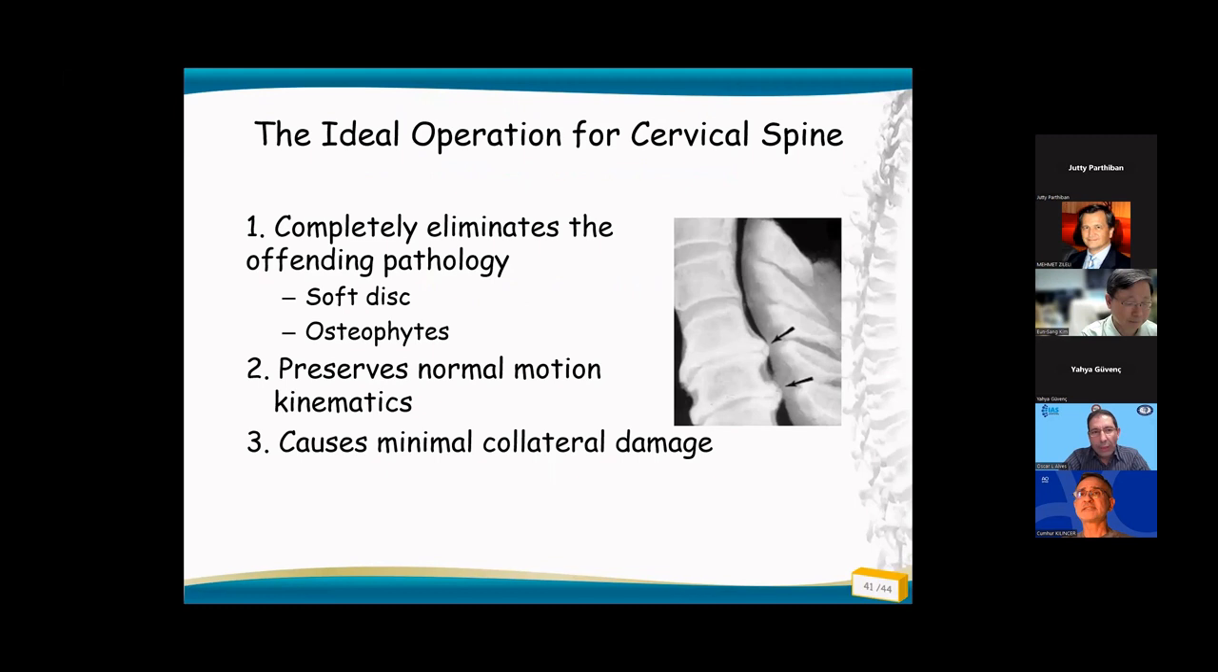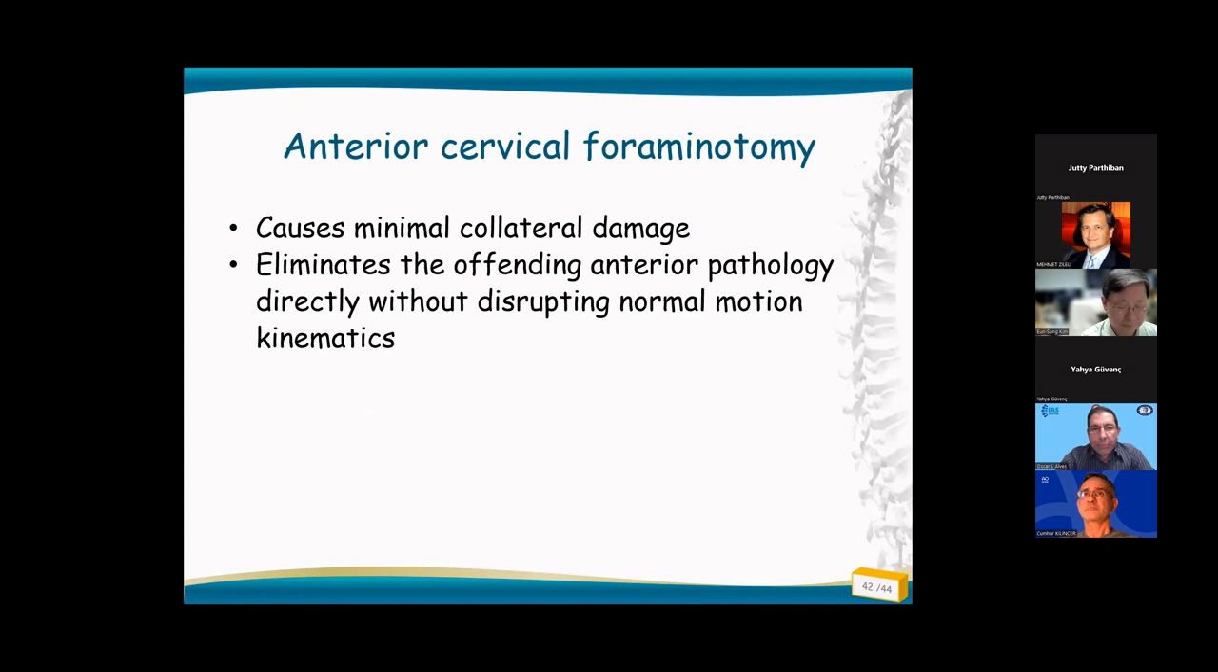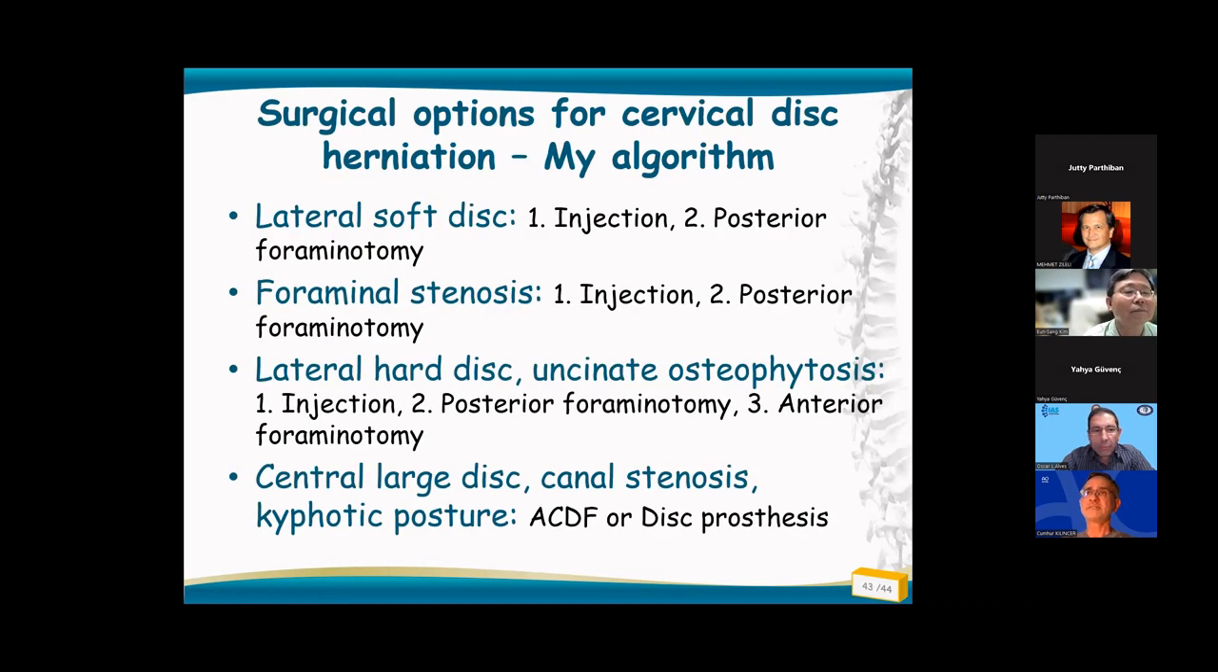In conclusion, I can say that an ideal operation for the cervical spine should completely eliminate the offending pathology, whether it is soft disc or osteophyte. It should preserve the normal motion kinematics, and it should cause minimal collateral damage. An anterior cervical foraminotomy indeed causes minimal collateral damage and eliminates the offending anterior pathology directly without disrupting normal motion kinematics. And this is my algorithm for cervical radiculopathy, whether it is caused by a disc herniation or osteophytes.